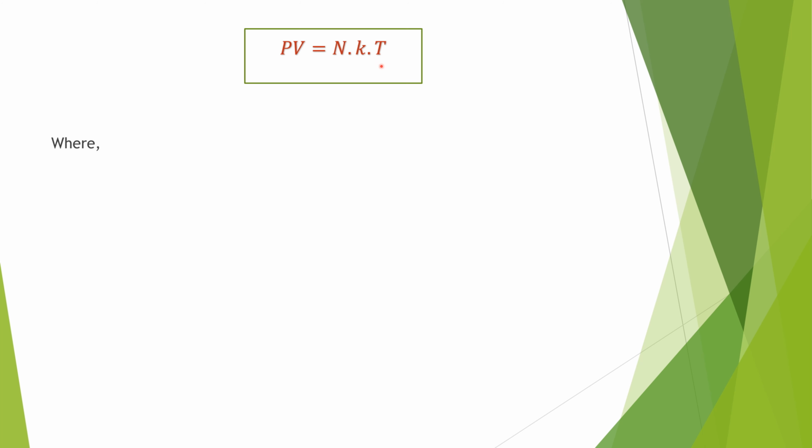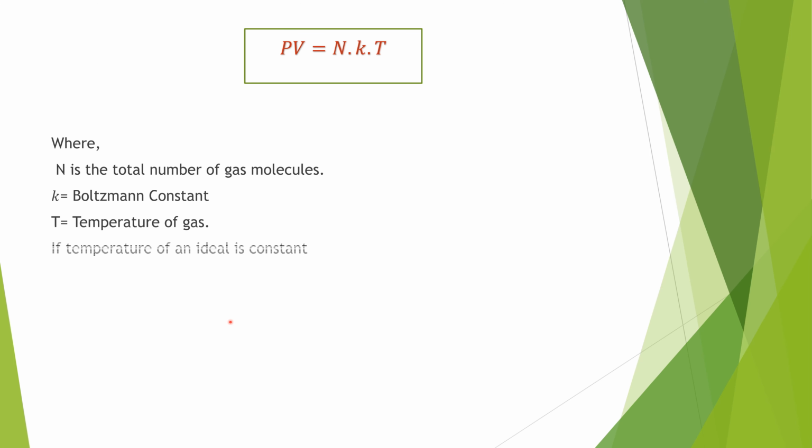Now if we talk about Boyle's law, the condition for Boyle's law is that the temperature of the gas is kept constant. So if the temperature of a gas is kept constant, N, the total number of gas molecules, is constant, and k is the Boltzmann constant. So this product will become constant. So PV is equal to constant, which is the relation for Boyle's law: if the temperature of a gas is kept constant, the product of the pressure and volume of the gas is constant.